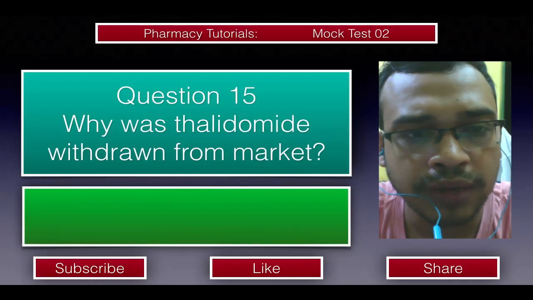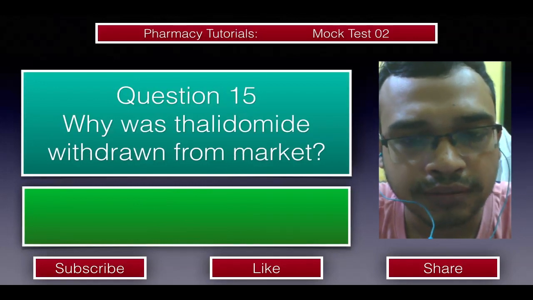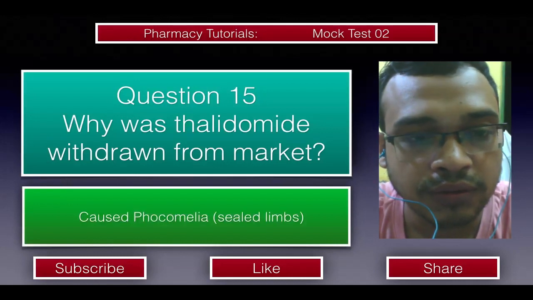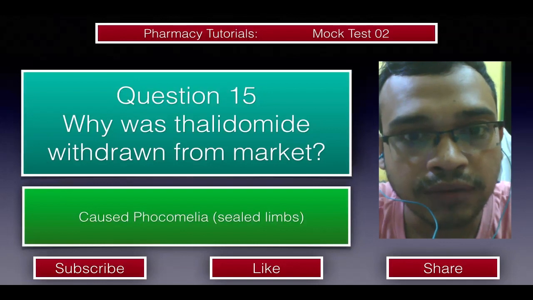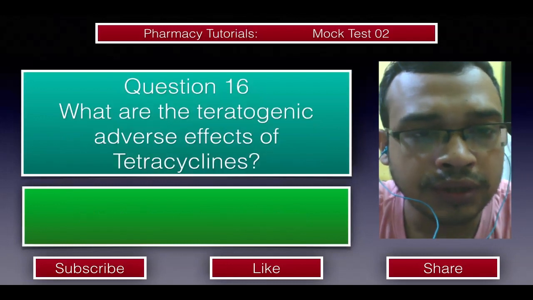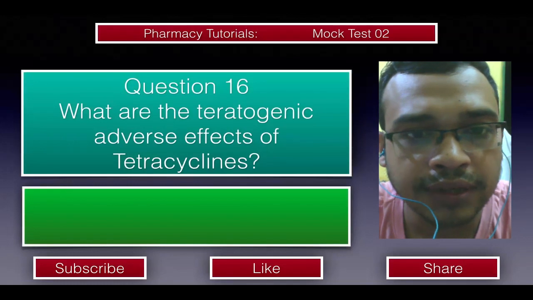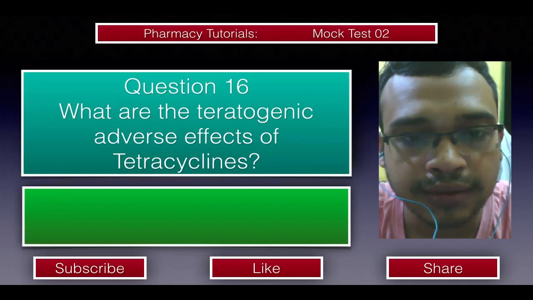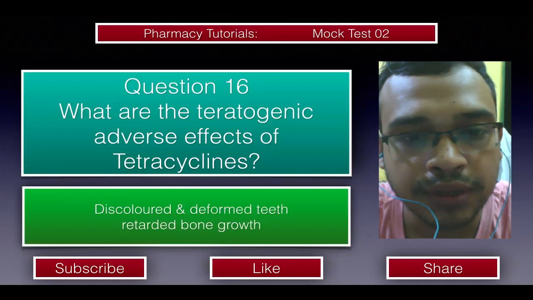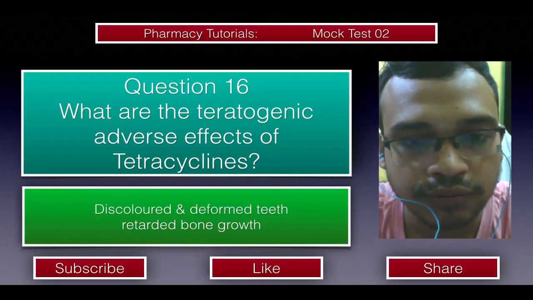Why was thalidomide withdrawn from market? We all know about this thalidomide disaster. Because thalidomide was found to cause phocomelia, that is seal limbs. That is why it was withdrawn from the market. Next question is, what are the teratogenic adverse effects of tetracyclines? The answer is discolored and deformed teeth and retarded bone growth.